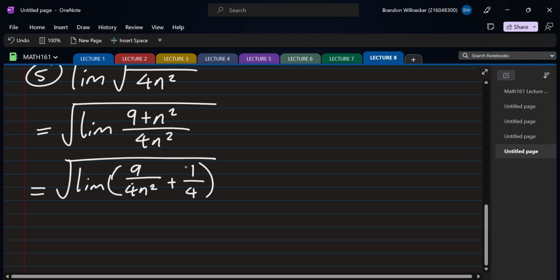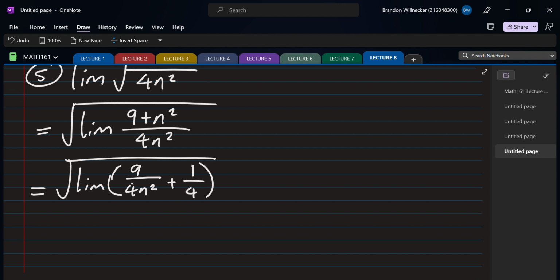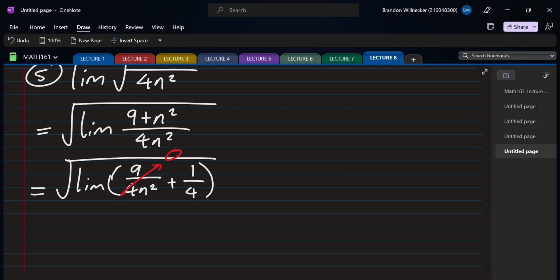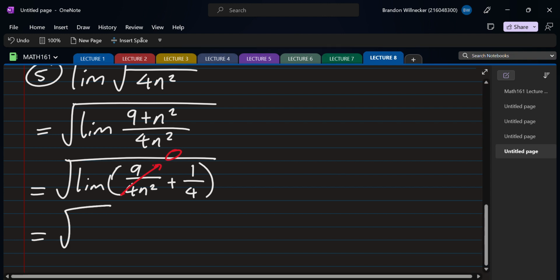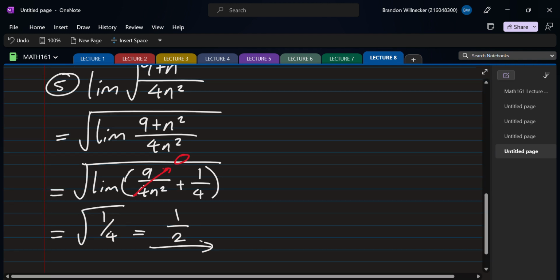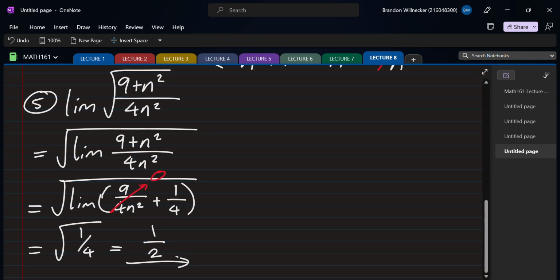Now if we take the limit, this n squared is going to go to infinity, so 9 over infinity is going to go to 0. The 1/4 is not affected, so we just end up with the square root of a quarter, but that's just 1/2. Okay, so here we used the fact that the square root is continuous, so we can interchange the limit, and it makes it very easy to solve.